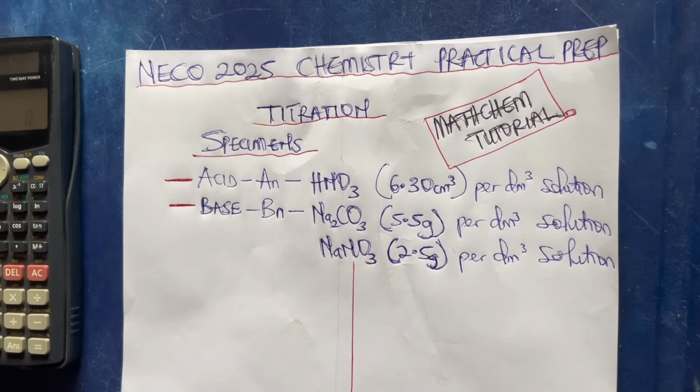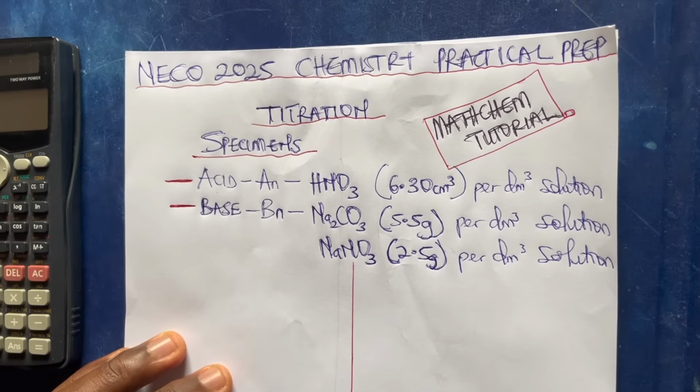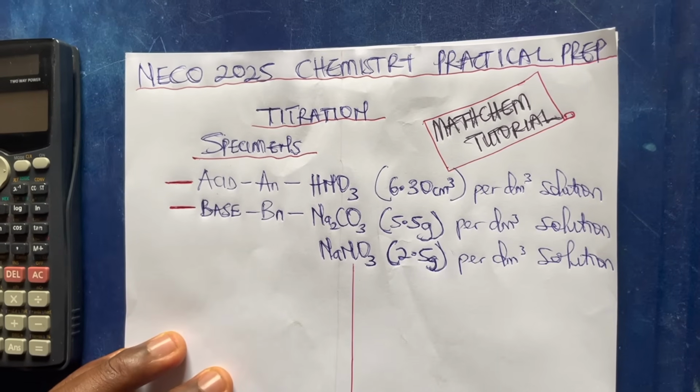What I'll be doing now is working out how you can derive your volume of acid used, using the calculation method without doing the practical at all. So please follow the procedure I'm about to take. It will guide you to have an idea of how to get your volume of acid used, that is your VA, without even performing the experiment, from what NECO sent to schools as instruction, I mean the specimen.